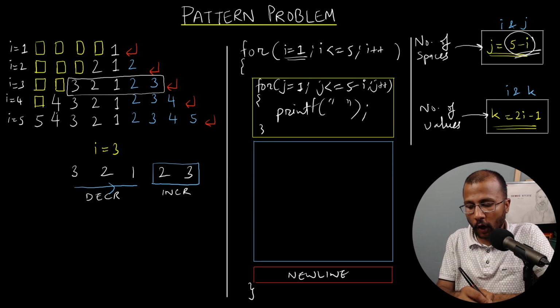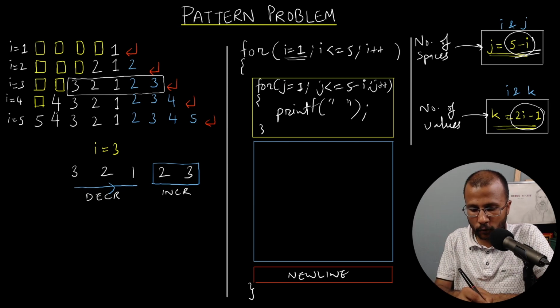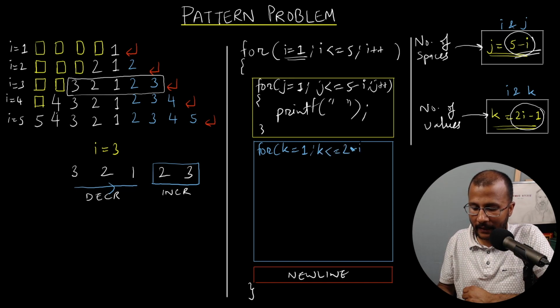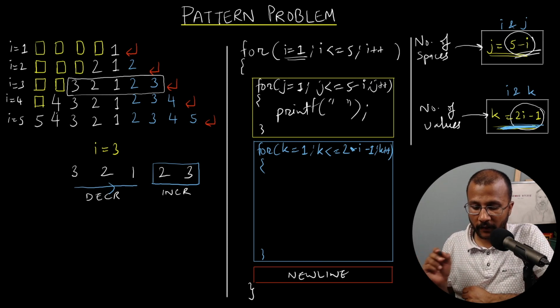But I already know how many times I need to run this loop that will print the values. I already know there are 2 times i minus 1 number of values to be printed. So I'll write a loop here: for k equals to 1, k must be less than equals to 2 times i minus 1, and then k plus plus. So this is my loop to print all the values. How did I find this 2 times i minus 1? We have already done it in the previous slide. We found out the relationship between the line number and the total number of values to be printed. So this loop will run for the total number of values to be printed in that line.